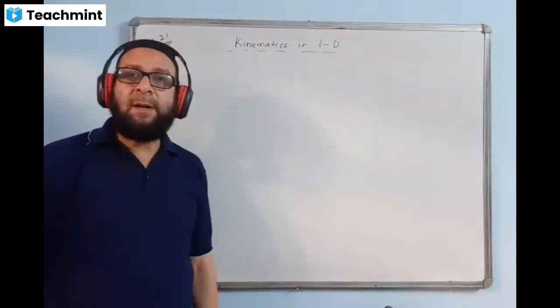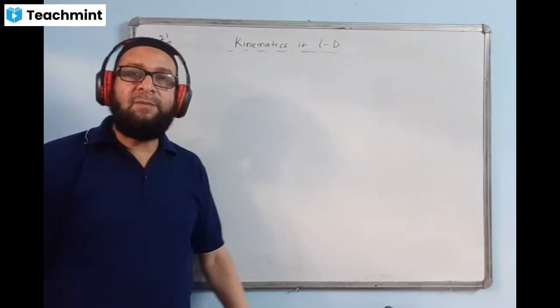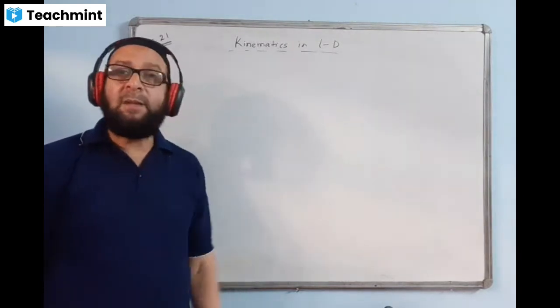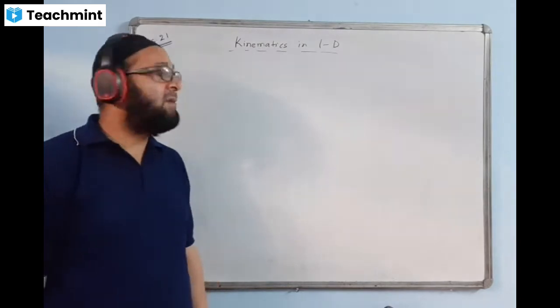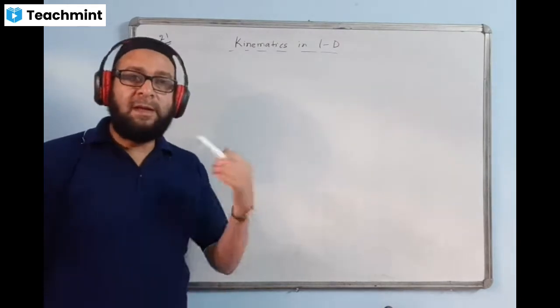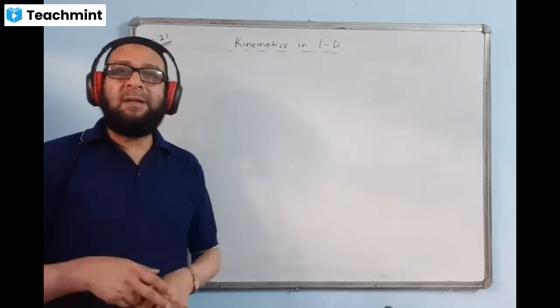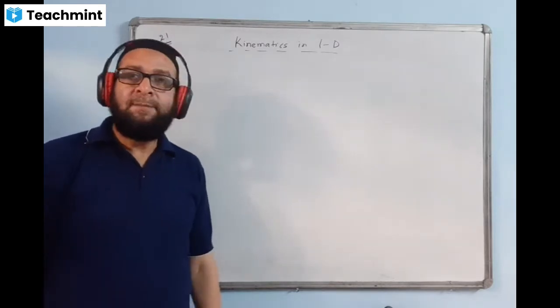Displacement is the shortest path traveled by a body in a specific direction. Distance is the total length of the path traveled by a body, in any direction, without any direction. Distance is scalar, displacement is vector. I think you already have this knowledge.